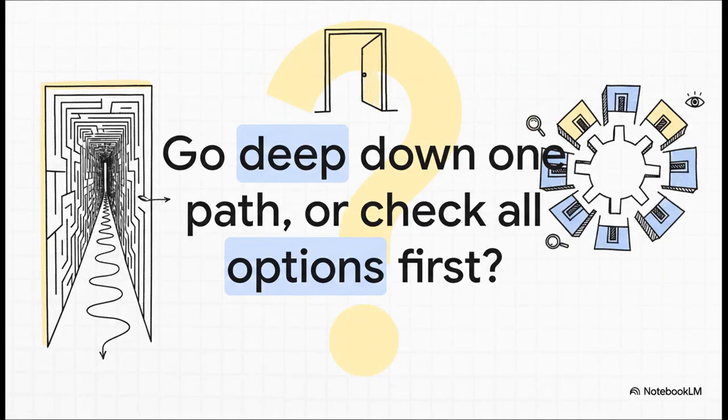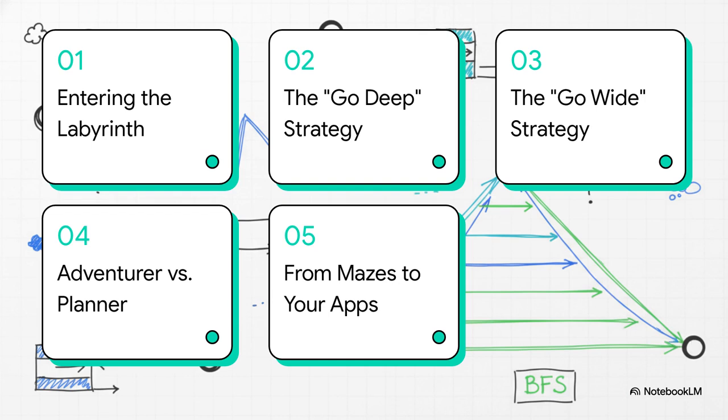So, I want you to imagine you're standing at the entrance of a giant labyrinth. The exit is in there somewhere, but you have no map, no guide. At every single intersection, you've got a choice. Do you commit? Do you just pick one hallway and follow it as deep as you can go? Or do you play it safe, methodically checking every single connecting room before moving deeper in? This isn't just a riddle, you know. This is the very question that leads us to two of the most fundamental, most powerful algorithms in all of computer science.